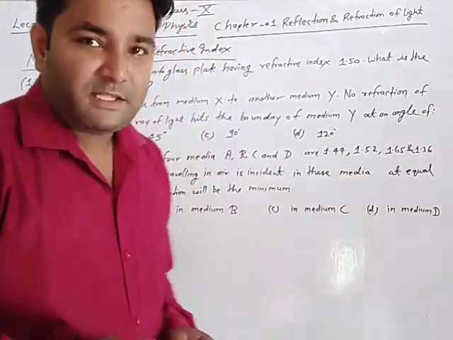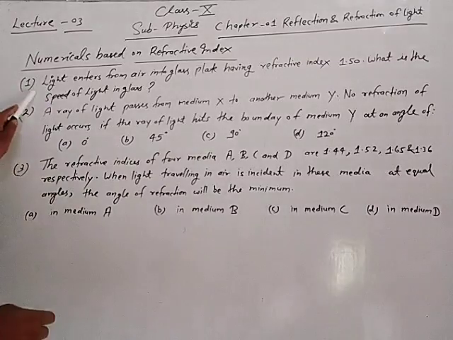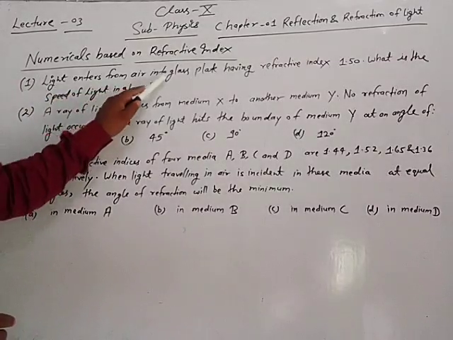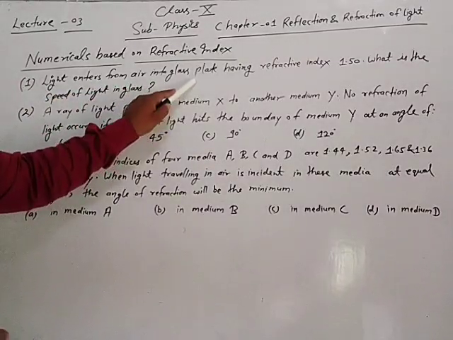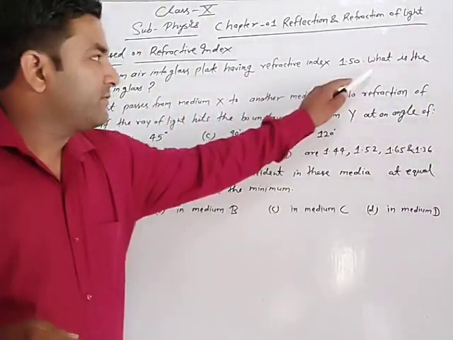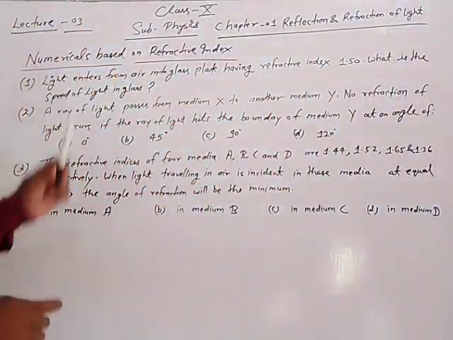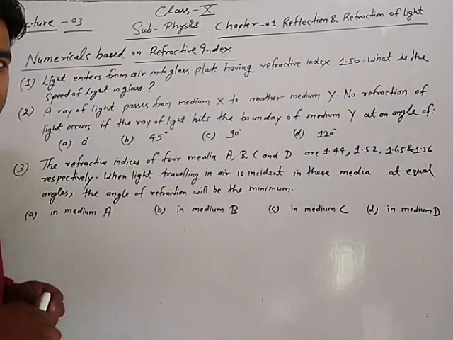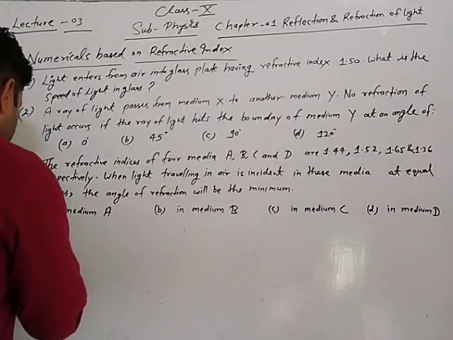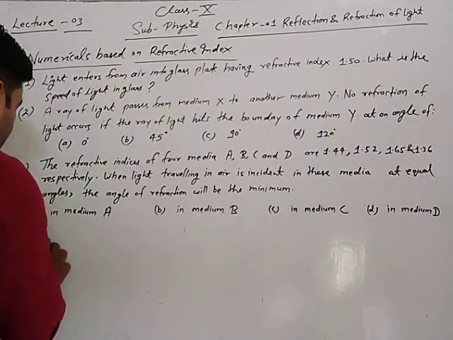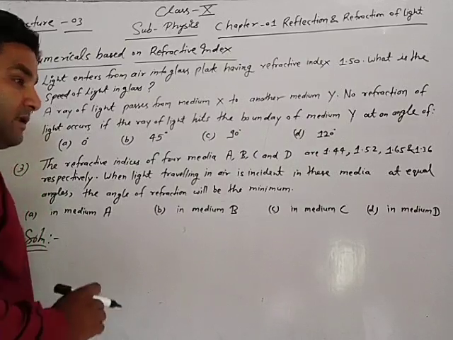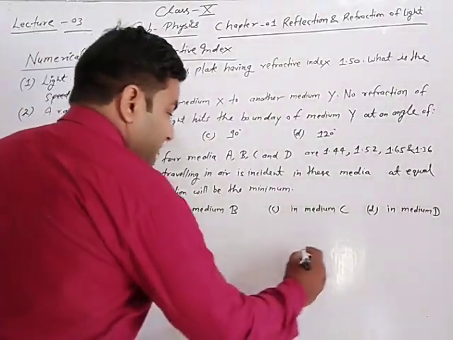So listen, the first numerical is: light enters from air into glass having refractive index 1.50. Then what is the speed of light in glass? This is the first numerical, and we will solve this numerical with the help of a diagram.